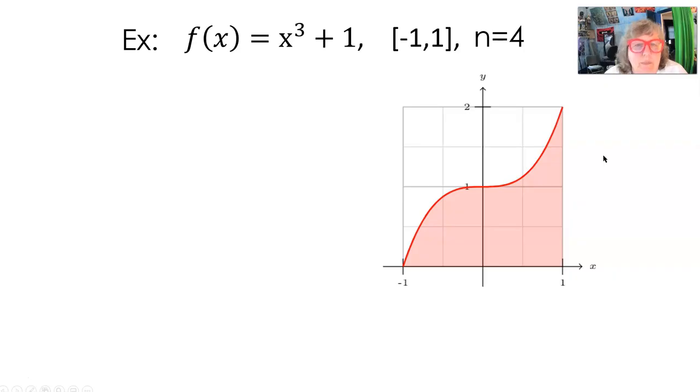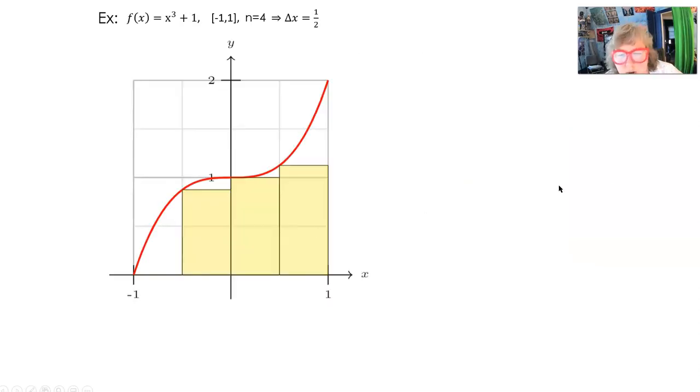Now let's look at this one. Let's go a little bit more from scratch. My function is x cubed plus 1, and I want to find the area above the x-axis over the interval from -1 to 1, and I want n to equal 4. Well, if n equals 4, let's see, 1, 2, 3, 4. So that means, again, my delta x is 1/2. That's the base of the rectangles.